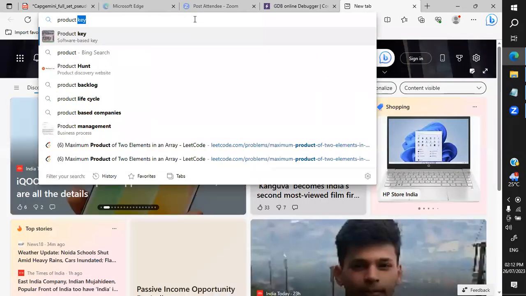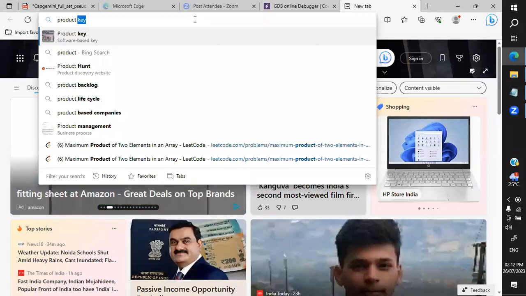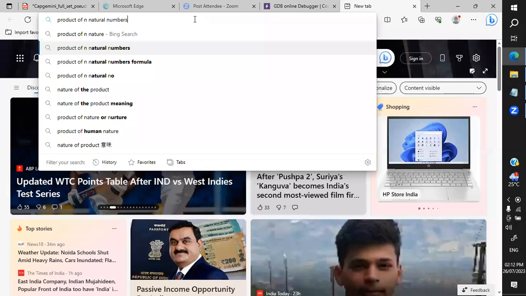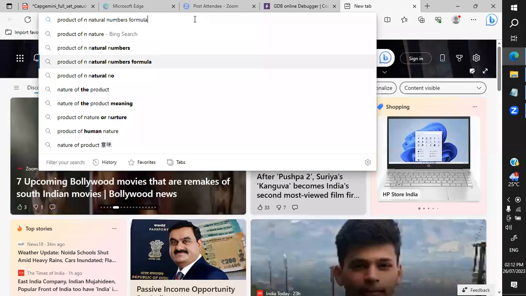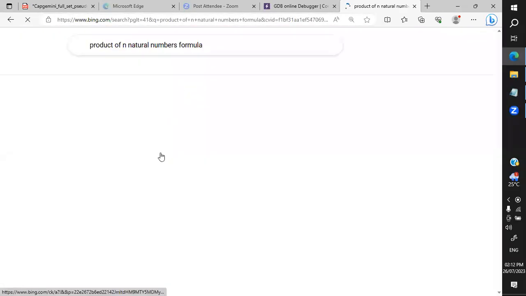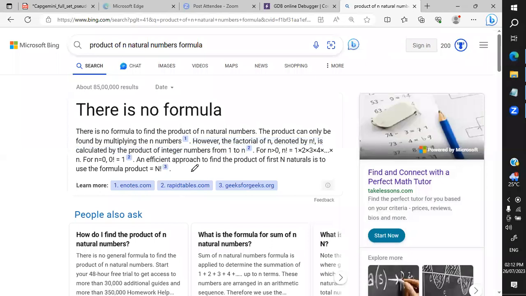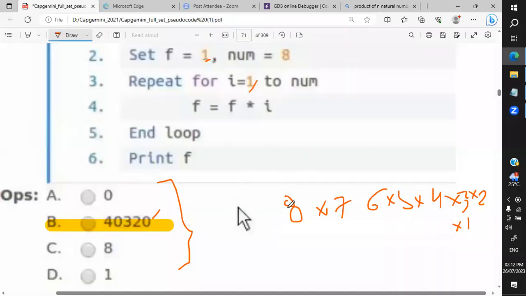Product of n natural numbers formula. Do we have it? Anyone knows? Maybe it should be there, some mathematical derivation. No, there is no formula, it seems. Google says there is no formula. As of my knowledge, no. Maybe you have to try generating it. Okay, I hope I can go for the next one.